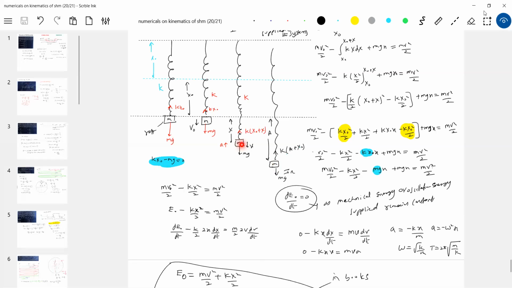Elastic potential energy, kinetic energy of the block: kinetic energy will be maximum at the mean position. What about potential energy? It will be minimum here. You should not say zero. You can see kx naught square will be minimum here. So when a particle executes SHM, at the mean position kinetic energy is maximum and potential energy is minimum. At extreme points, kinetic energy will be zero and potential energy will be maximum.